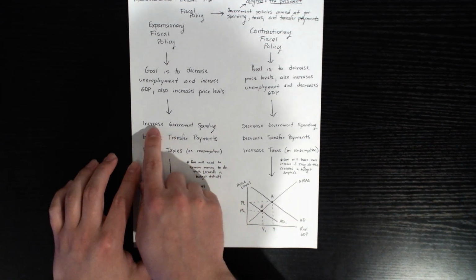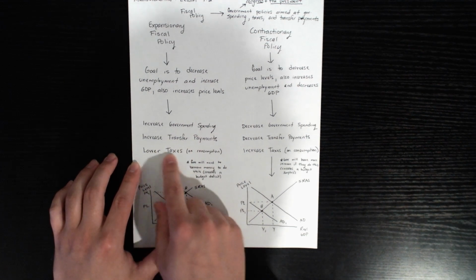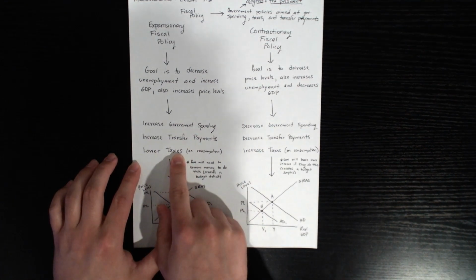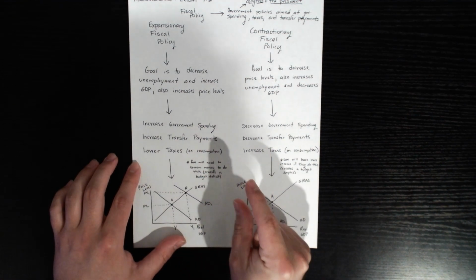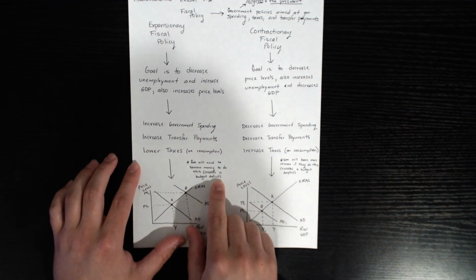Now, because they're increasing their spending and getting less revenue from taxes, the government would need to borrow the difference, which creates a budget deficit.